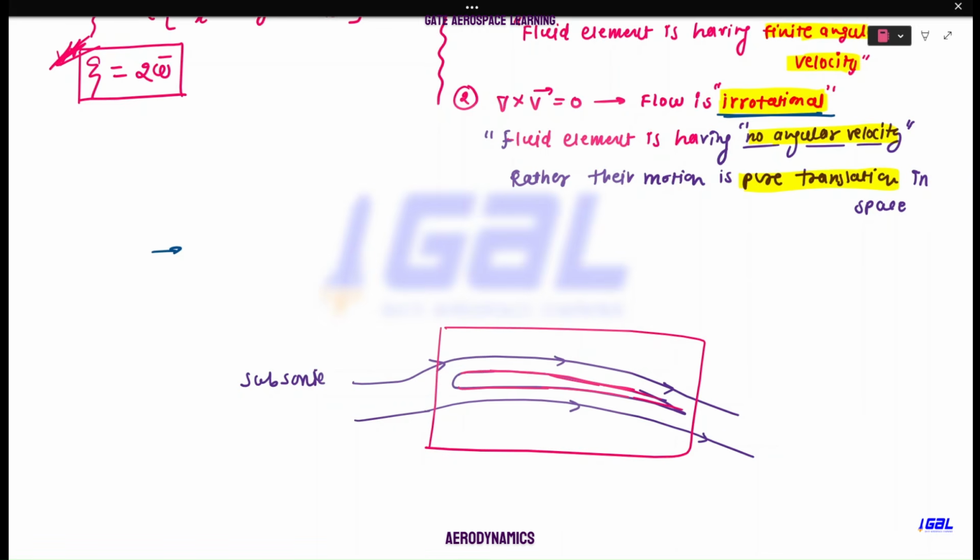That is the reason, to understand this flow field over the airfoil in subsonic condition, we need to develop the equations, or have an understanding, of irrotational flows. To analyze this region, except near the surface, we need the equations or understanding of irrotational flows. Okay, one more example I'll give you.